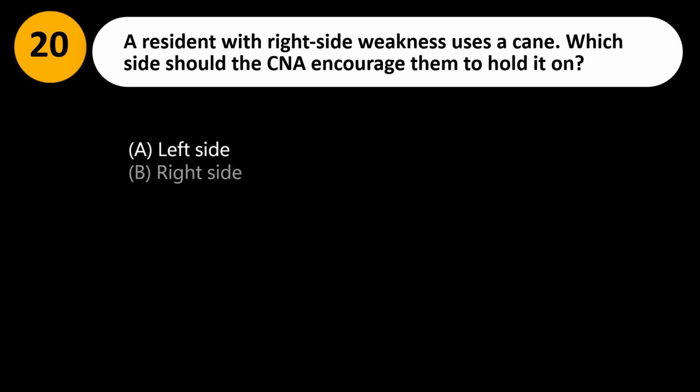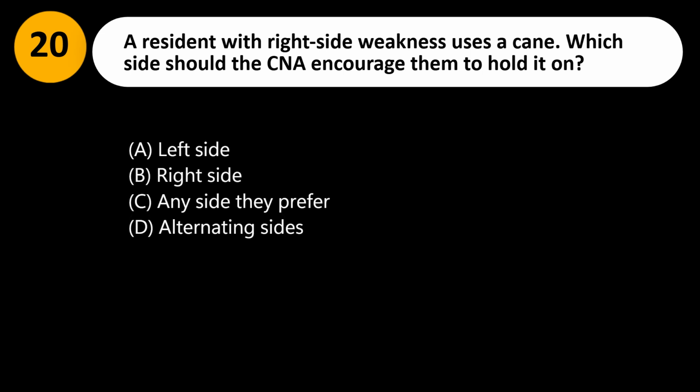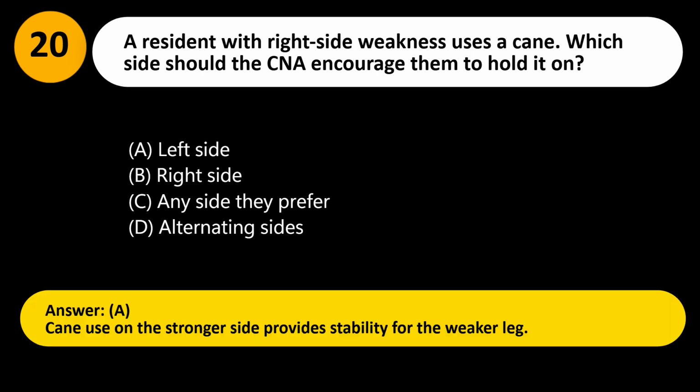A resident with right side weakness uses a cane. Which side should the CNA encourage them to hold it on? A. Left side. B. Right side. C. Any side they prefer. D. Alternating sides. Answer, A. Cane use on the stronger side provides stability for the weaker leg.